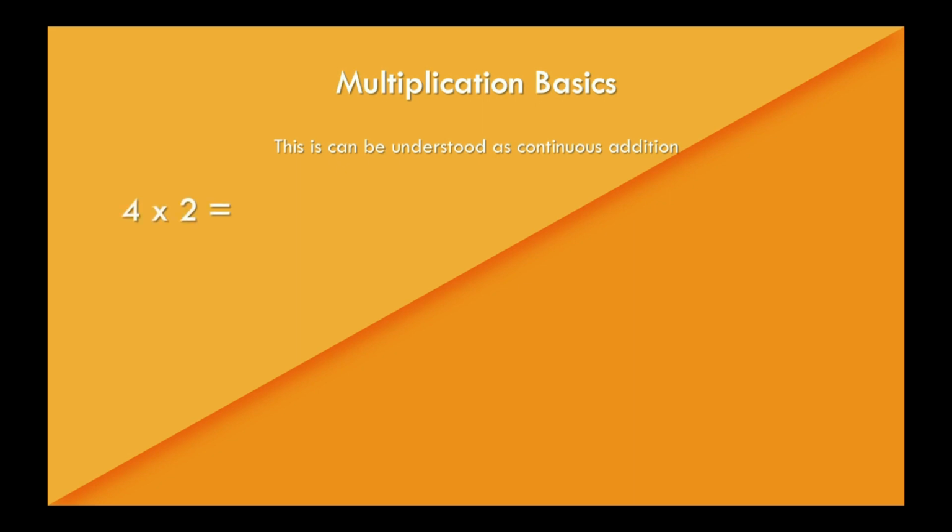In this video, we'll be talking about multiplication. Multiplication is commonly understood as continuous addition. Looking at these examples, we can see that if we add two 4's together, we get the answer for 4 times 2, which is 8. We can do the same with 6 times 5, adding 5 6's together to get 30.